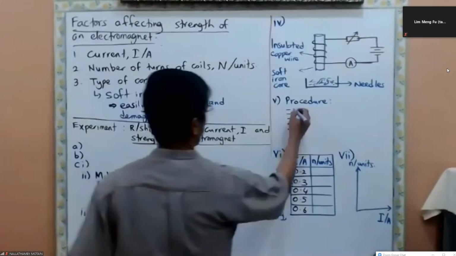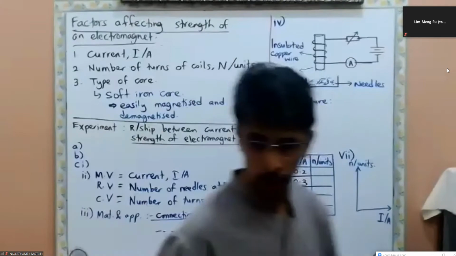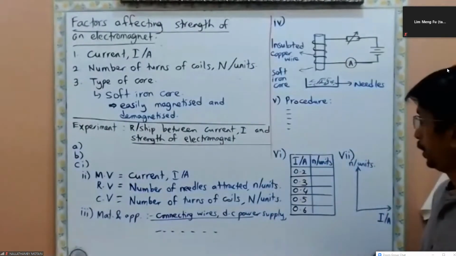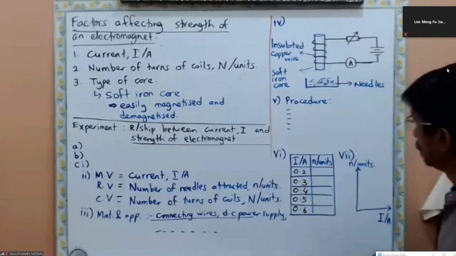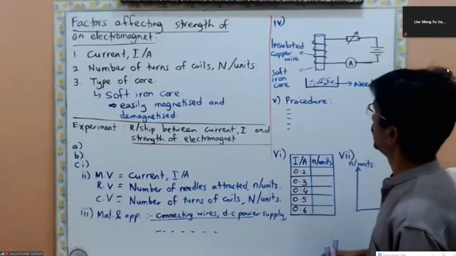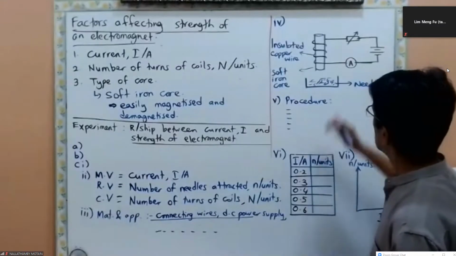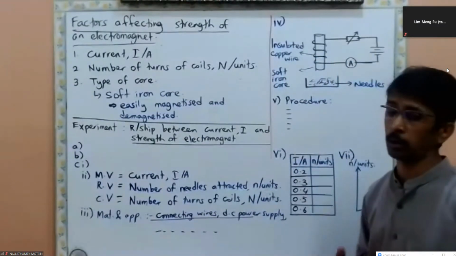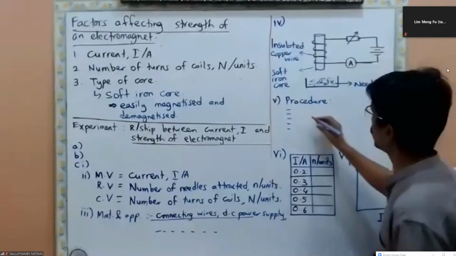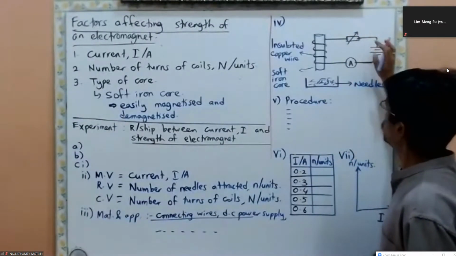Okay, so now we go for the procedure. The procedure over here must be functioning. For the first one, you write, arrange the materials as shown in the figure above. You can write it, no problem, but no mark will be given for that. So what you can do is, switch on the circuit.